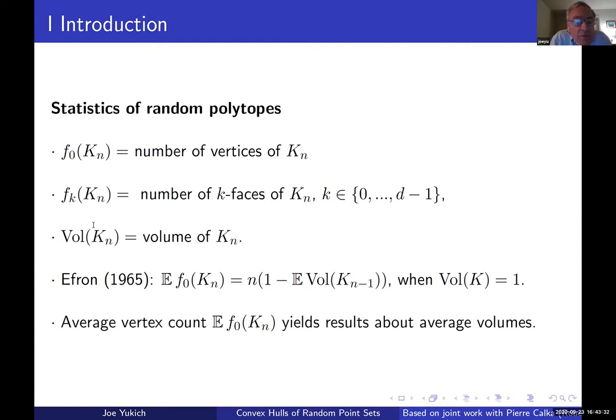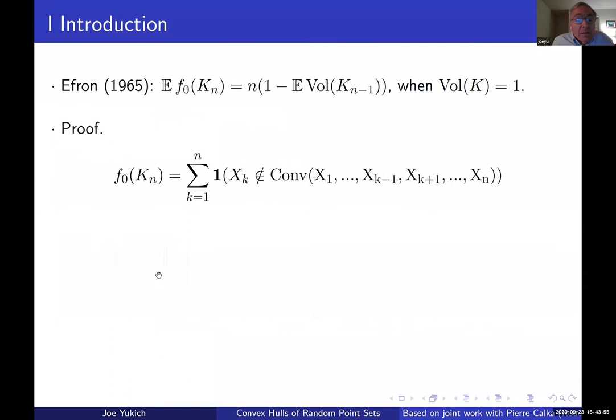I mentioned on the previous transparency that understanding the volume of the convex hull is equivalent to understanding the expected number of vertices, and that's because of this formula due to Efron. In other words, the average vertex count gives information about average volumes. Efron's result is a cute little result and has a simple explanation. And here is the easy proof of Efron's result. So here we're relating the expected vertex count to the expected volume. And the proof is just a couple of lines.